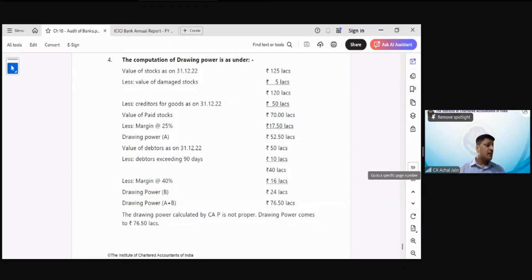Further, we also need to reduce the unpaid stock. Unpaid means any vendor balance. So what do you get? 70 lakhs. Further, it says that against the value of the stock, a 25% margin needs to be kept. So in relation to the stock, the drawing par that you can keep will be 52.5 lakhs. Okay, so that's one.